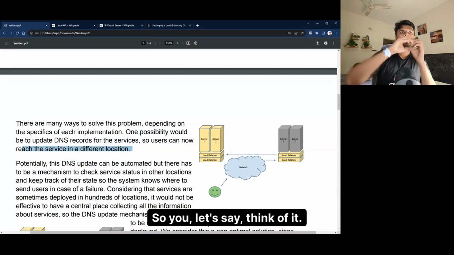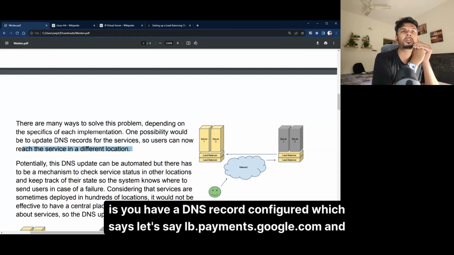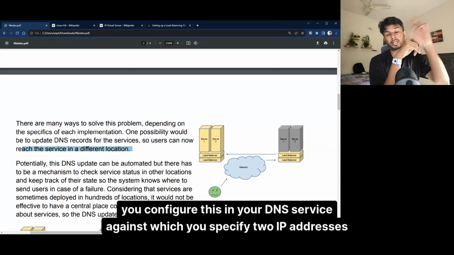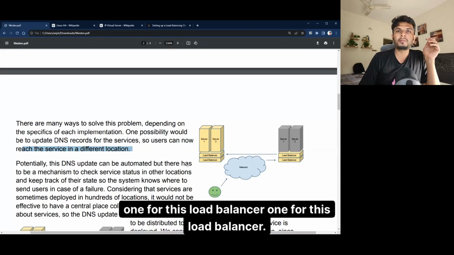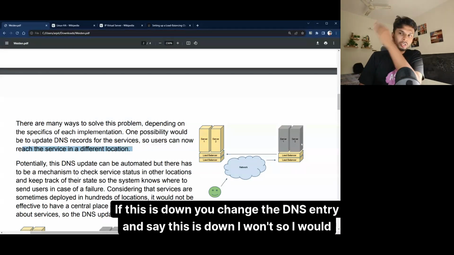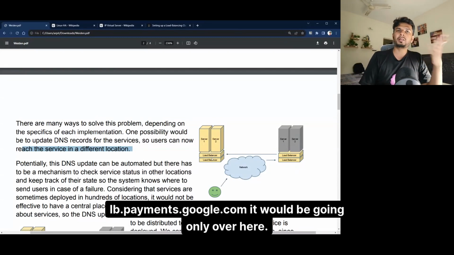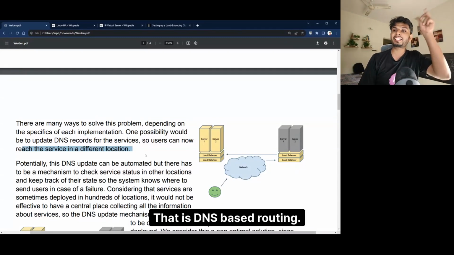Let me be a little more verbose over here. You have a DNS record configured which says, let's say, lb.payments.google.com, and you configure this in your DNS service, against which you specify two IP addresses, one for this load balancer, one for this load balancer. Right? If this is down, you change the DNS entry and say, hey, this is down. I would remove that entry from the DNS. So when the next request comes in for lb.payments.google.com, it would be going only over here. That is DNS-based routing, right?